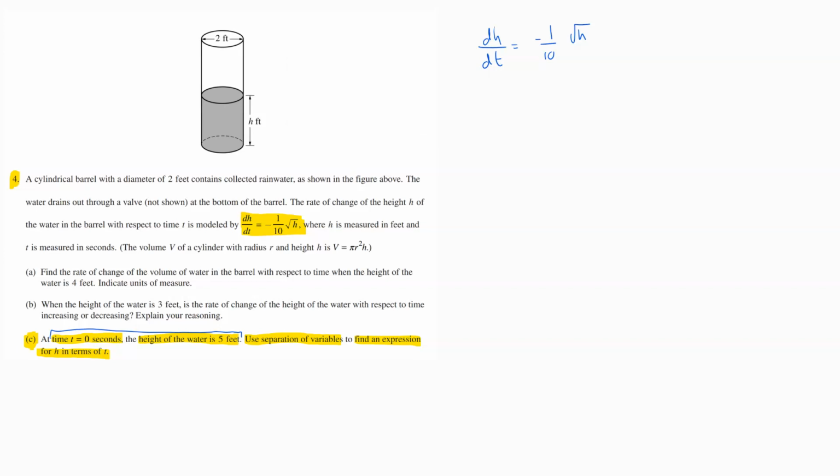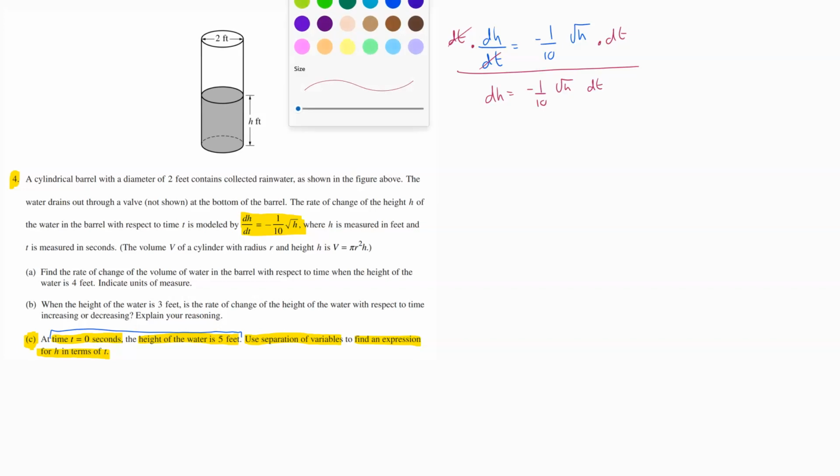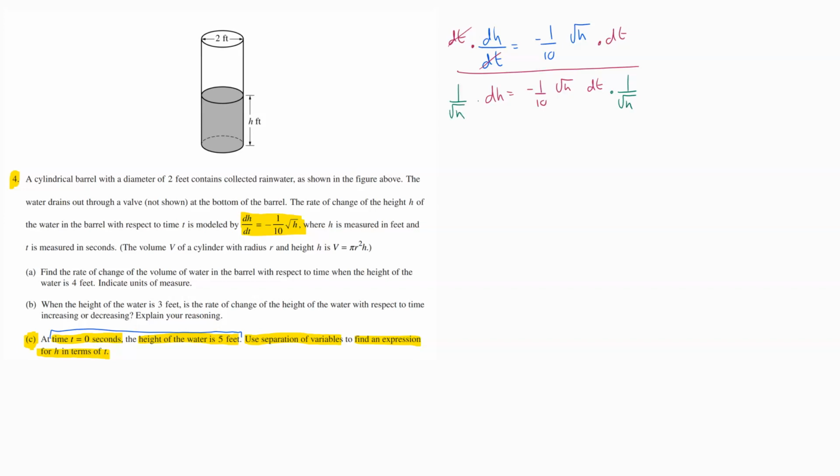So first things first, we want to get our h's on one side and our t's on the other. I always like to just go ahead and start off by getting the dt over to the other side. So multiply both sides by dt to cancel it out there. Then we get negative 1/10 square root of h dt. And now I'm going to move my h's over to the other side. Essentially, I'm multiplying by 1 over the square root of h to cancel it out over here. That gets me 1 over the square root of h on this side. So we have 1 over the square root of h dh is equal to, those will cancel out, negative 1/10 dt.